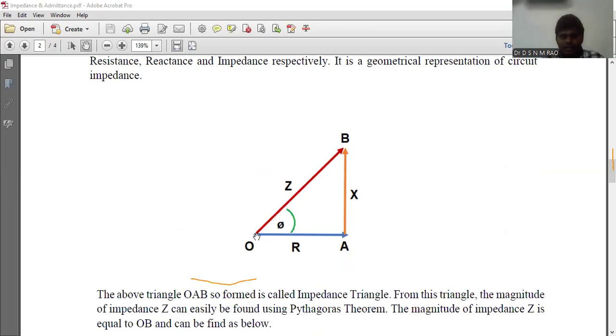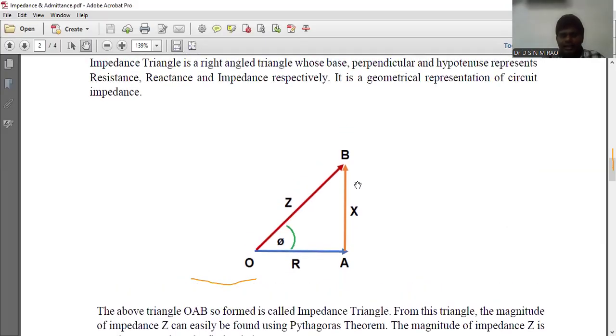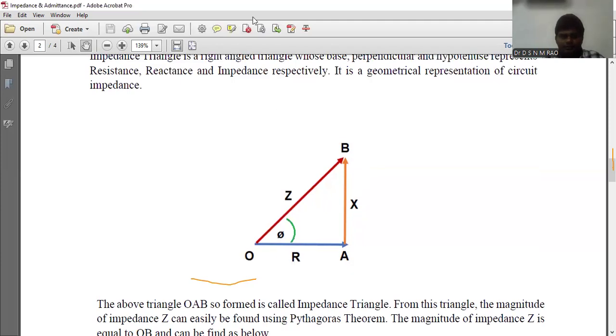R is the real term, always taken as the reference vector, and reactance contains the imaginary term j. j is nothing but 1 at an angle of 90 degrees. So reactance is perpendicular to the real term, resistance. The combination of resistance and reactance will give the impedance. So this hypotenuse Z will give the impedance. This is the base R and this is the perpendicular to the base, reactance.